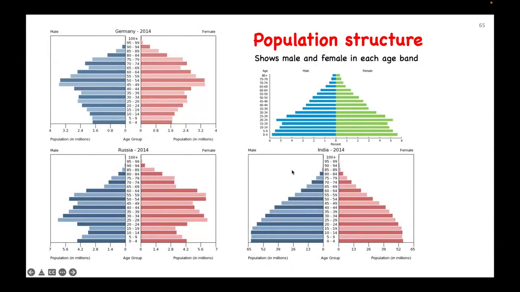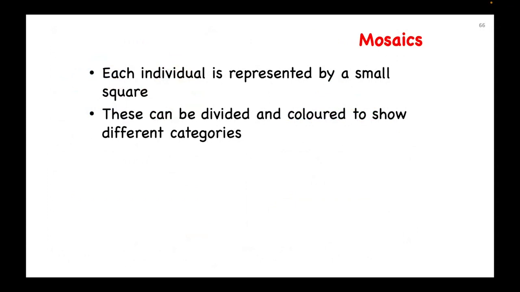Right, and India, we can see a very different shape. Very different shape indeed. Huge numbers of younger people, and we can see an excess of boys over girls for whatever reasons. So population structure charts are standardized, but you can see that they tell you an awful lot about what's going on.